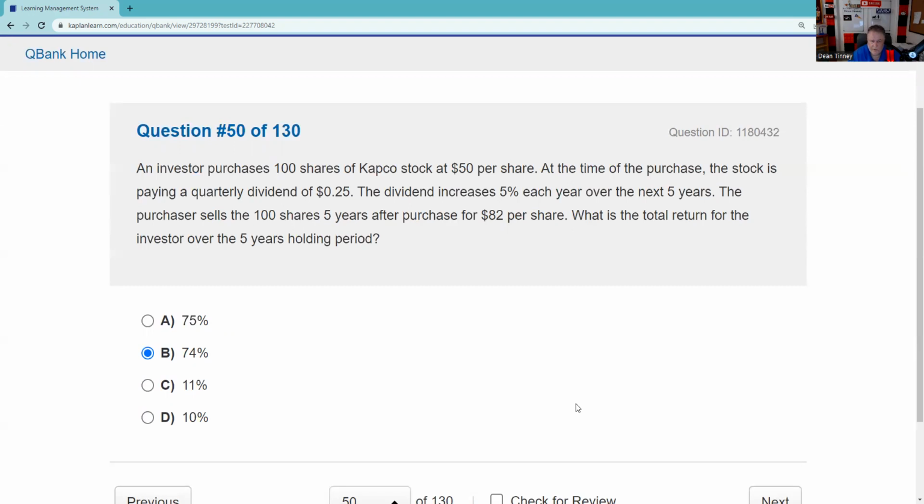But basically what I'm going to do is turn that 25 cents into a dollar, right? And then that means that 5% the next year is going to be $1.05. And then 5% of $1.05 would be whatever the new dividend is, and 5%, so on and so forth. I'm going to do that 5 times. That will tell me the total dividends I've received. And I'm going to sell it after 5 years at 82. So I have 100 shares at $3,200 there. And then I'm going to combine what I received in income and price appreciation, and I'm going to divide by original cost basis, which was 5,000.